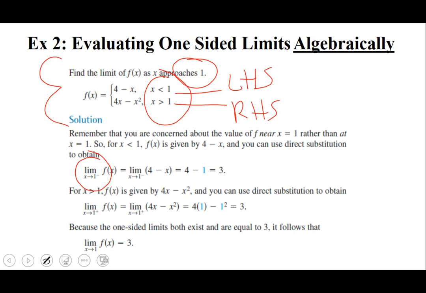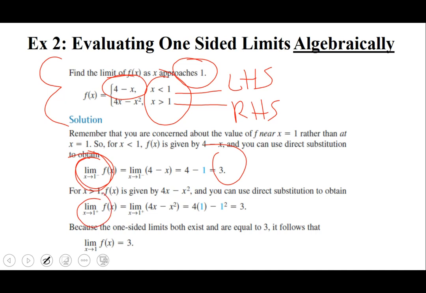So remember, even though you technically know there's an open circle there because it's not included, because it's a limit, you're just trying to see what value it is approaching. So here, when I ask you to do the left-handed approach, you're going to have to plug it into what would be the left-handed approach. So 4 minus 1 gives you a limit value from the left side of 3.